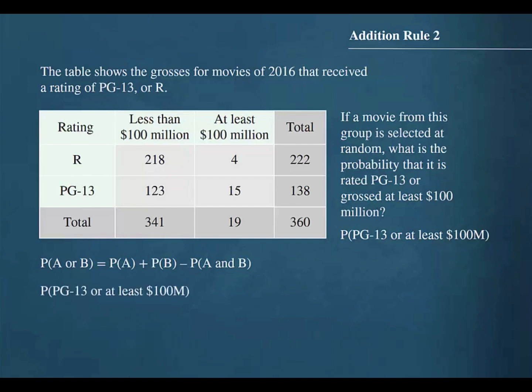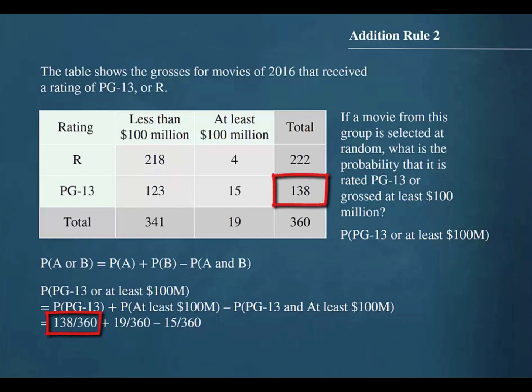So the probability that a randomly selected movie would be rated PG-13 or grossed at least $100 million would be equal to the probability that a randomly selected movie is rated PG-13 plus the probability that it grossed at least $100 million minus the probability that it was rated PG-13 and grossed at least $100 million.